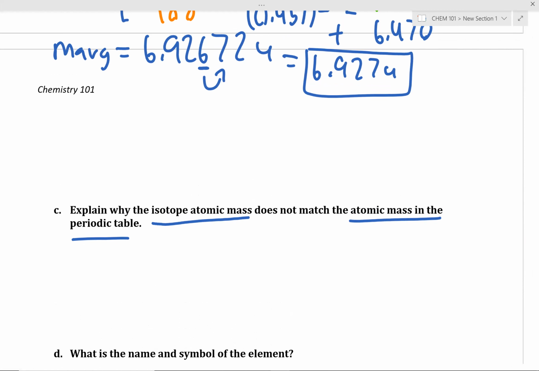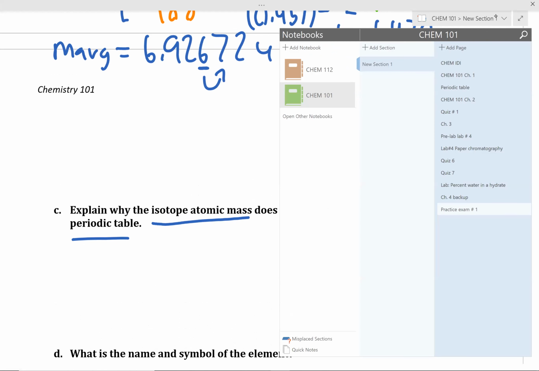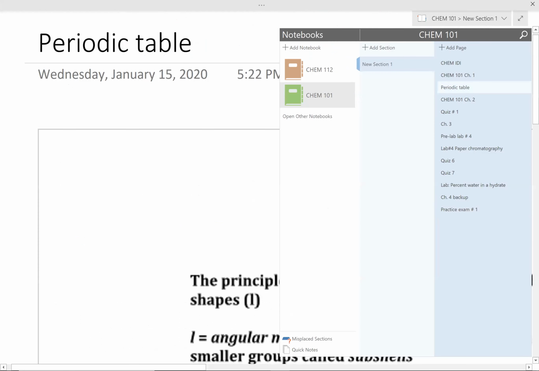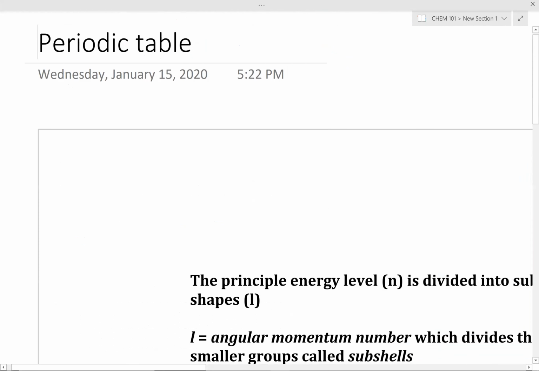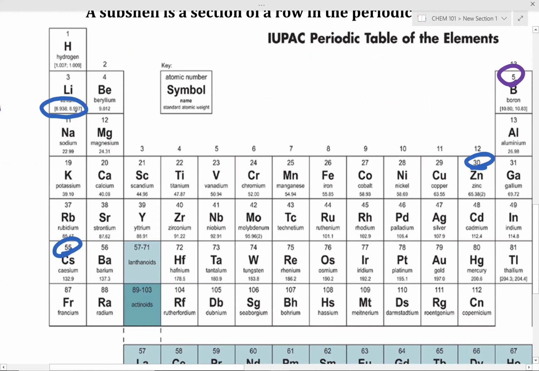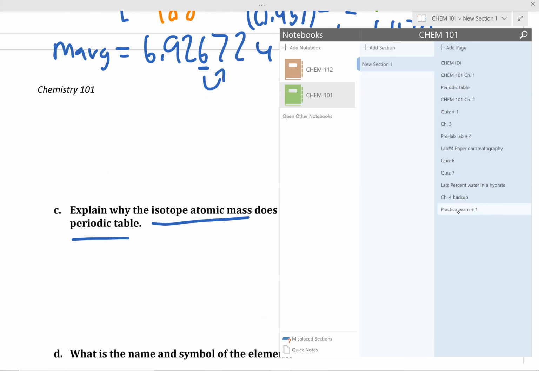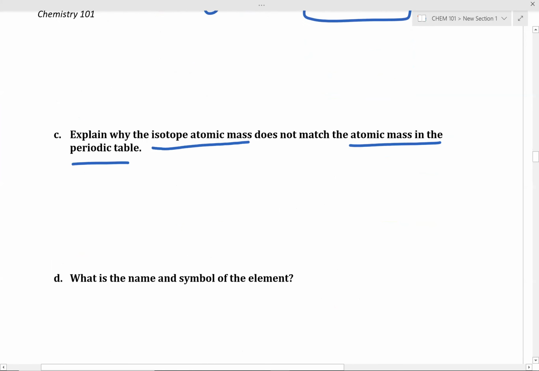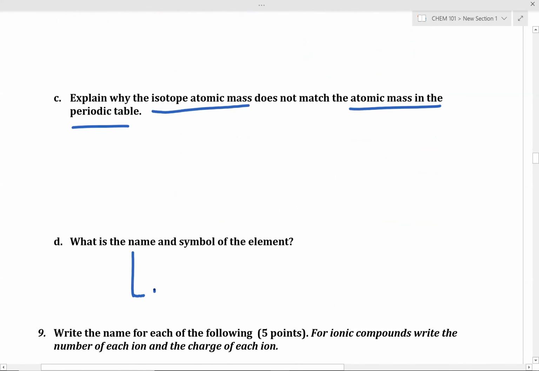Lithium, exactly. We go to our periodic table and we try to find an element with an average atomic mass of close to 6.9, and we see the best match would be lithium. So we've been doing a calculation for the average atomic mass of Li, which is lithium.